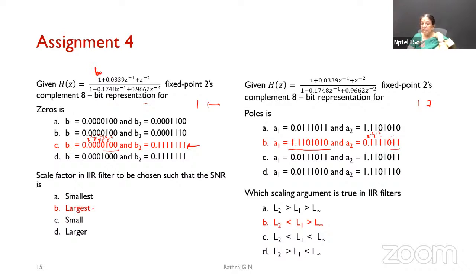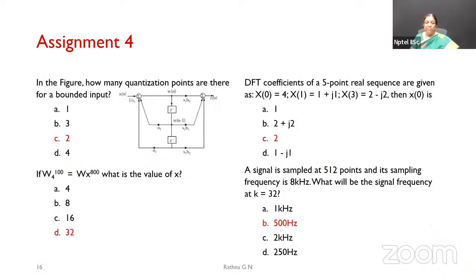And then the next question was which scaling argument is true in IIR filters. So we have discussed in the class saying that L2 has the least scaling factor. So this will be less than L1, and then L1 will be greater than L infinity. So we had seen that L2 is less than L infinity, which is less than L1. So only L1 is greater than L infinity. So B answer is correct in this case.